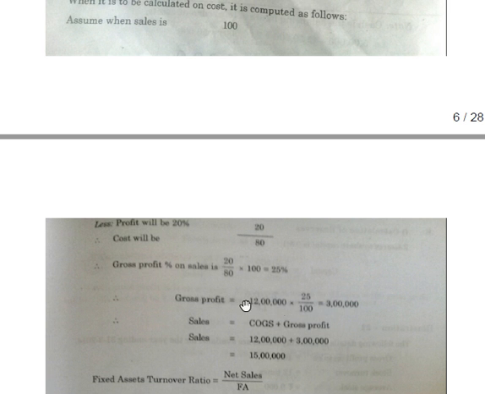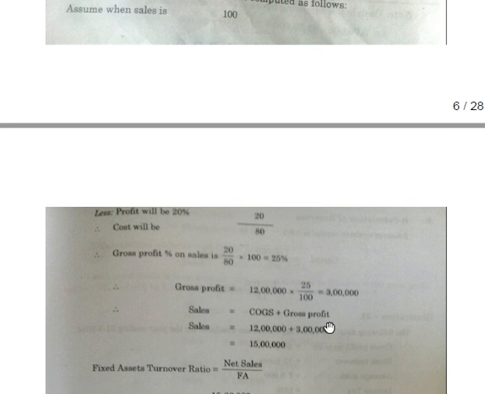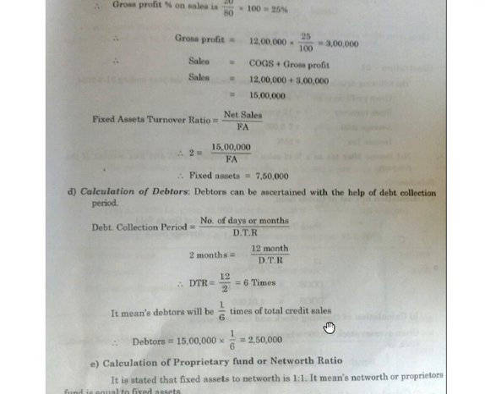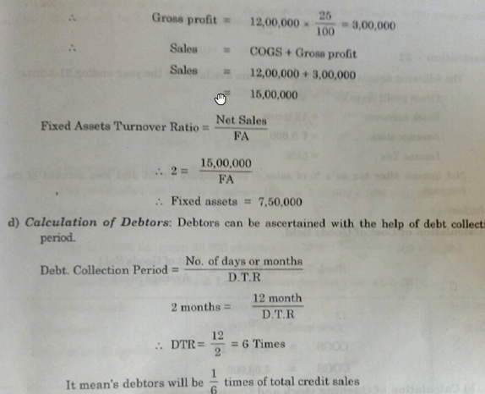So gross profit is equal to 12 lakhs into 25%, which is 3 lakhs. Sales is equal to cost of goods sold plus gross profit. So sales is equal to 12 lakhs plus 3 lakhs. So sales is 15 lakhs.